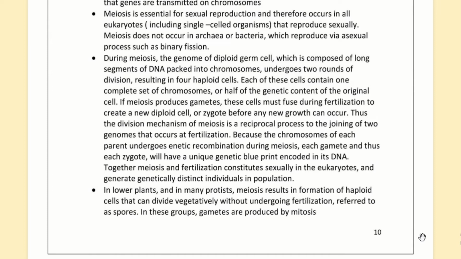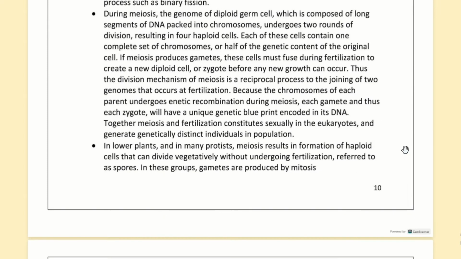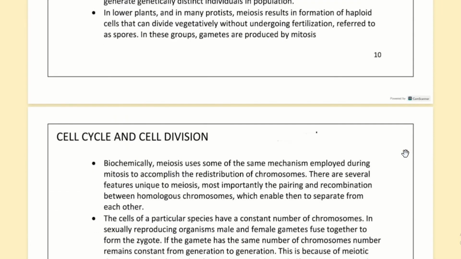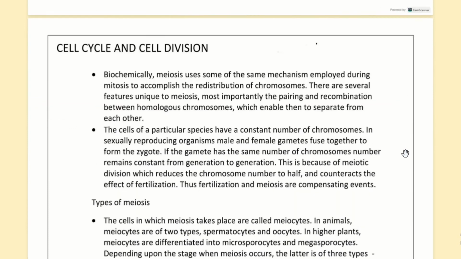In lower plants and in many protists, meiosis results in formation of haploid cells that can divide vegetatively without undergoing fertilization, referred to as spores. In these groups, gametes are produced by mitosis. Biochemically, meiosis uses some of the same mechanisms employed during mitosis to accomplish the redistribution of chromosomes. There are several features unique to meiosis, most importantly the pairing and recombination between homologous chromosomes, which enable them to separate from each other.